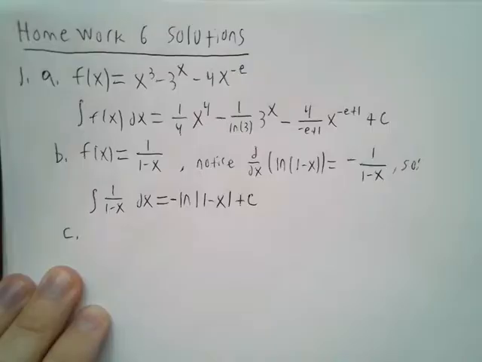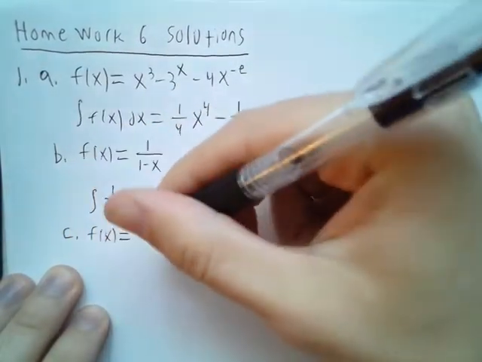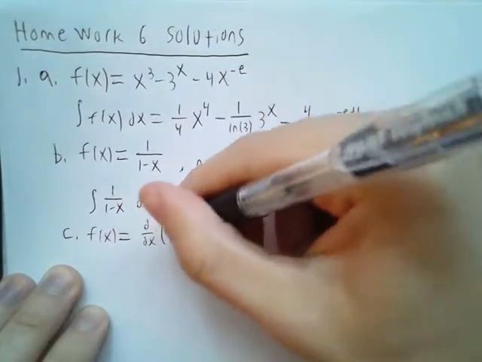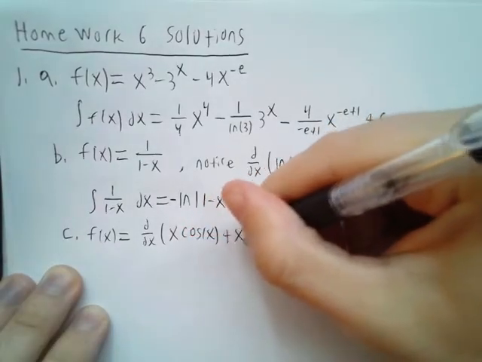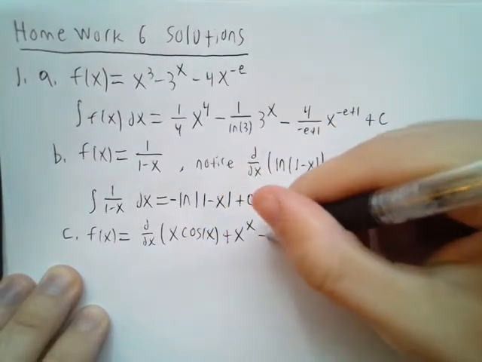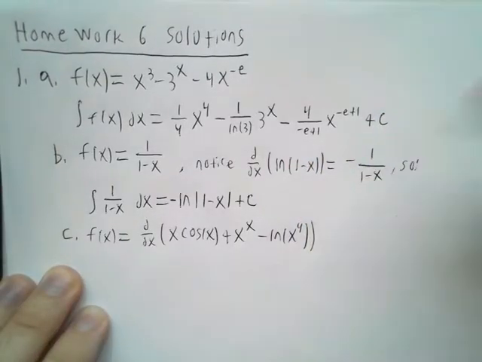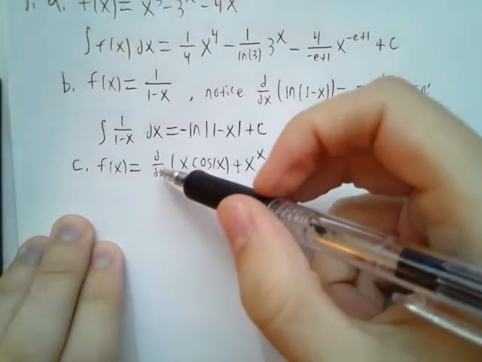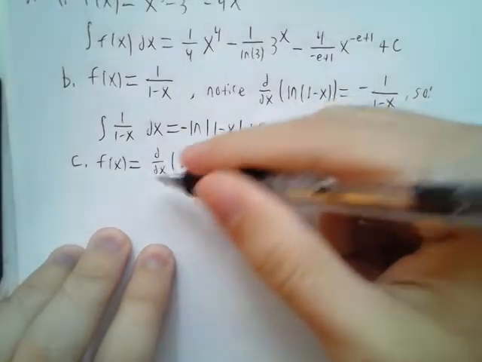So the last part of this problem, we have f of x equals the derivative of some complicated function, x cosine of x plus x to the power x minus log of x to the power 4. So this looks pretty nasty. But the important thing to notice is that it's not just this function here, it's the derivative of this function.